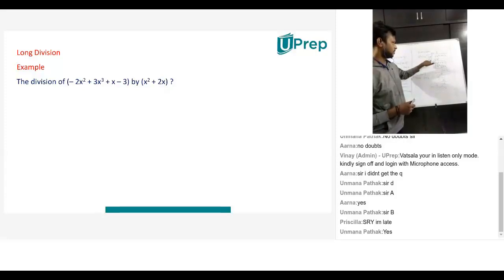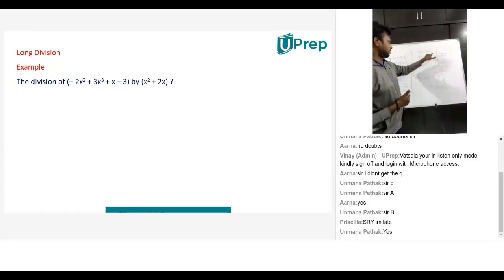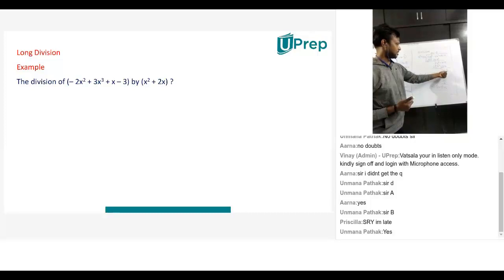Step by step. First, power 3 is cancelled. So let me tell you. 3x into x square is 3x cube. 3x into 2x is 6x square. Now first I have cut down the power 3. I have subtracted, I got minus 8x square. Now this is the next highest power here. So I have taken minus 8 here, so that x square into minus 8 is minus 8x square. Now again this got cancelled. And then I have 17x minus 3.